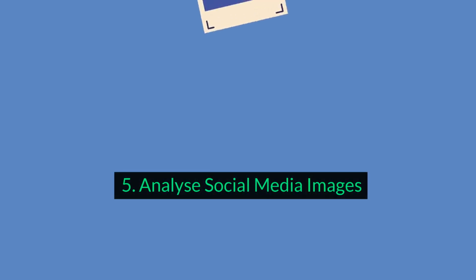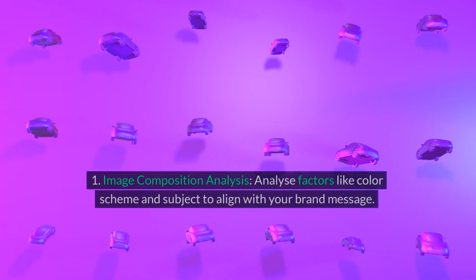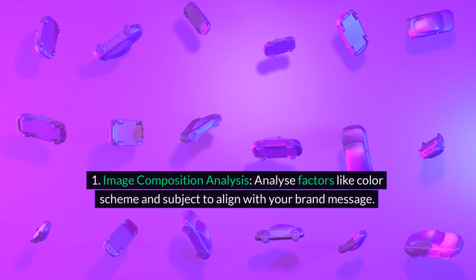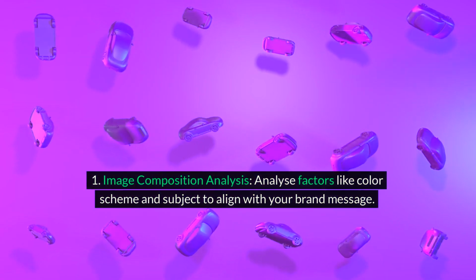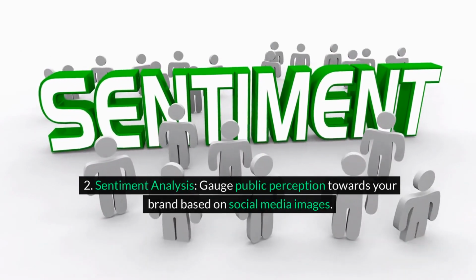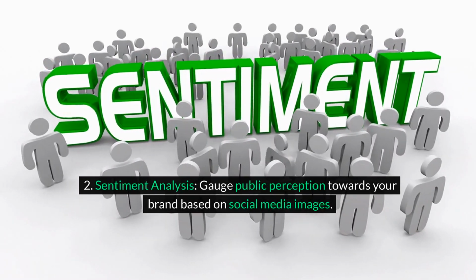5. Analyze social media images. 1. Image composition analysis. Analyze factors like color scheme and subject to align with your brand message. 2. Sentiment analysis. Gauge public perception towards your brand based on social media images.